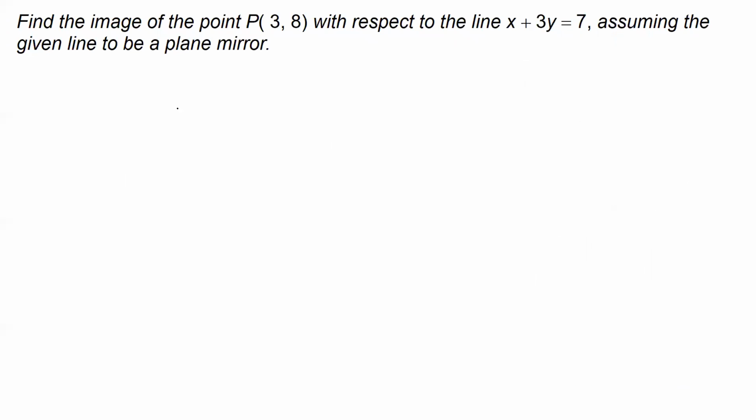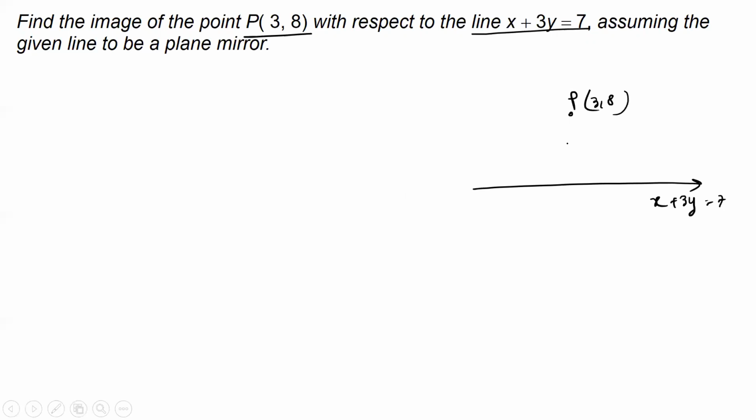Okay. Find the image of the point 3, 8 with respect to the line x plus 3y is equal to 7, assuming the given line to be a plane mirror. So what it is saying is that assume that this line x plus 3y is equal to 7 is a mirror, and this is a point 3, 8 over here. The name of this point is P. We have to find out the mirror image of this point.